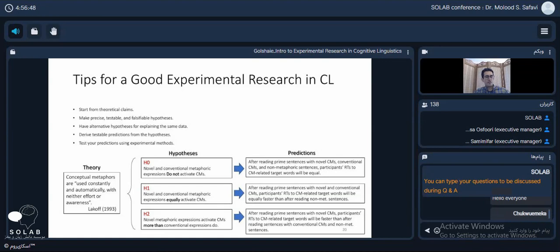And for the second hypothesis, your prediction would be that after reading prime sentences with novel CMs, participants' reaction time to CM-related target words will be faster than after reading sentences with conventional CMs and non-metaphoric sentences. And then you design an experiment, and you will see which one of these predictions is confirmed.